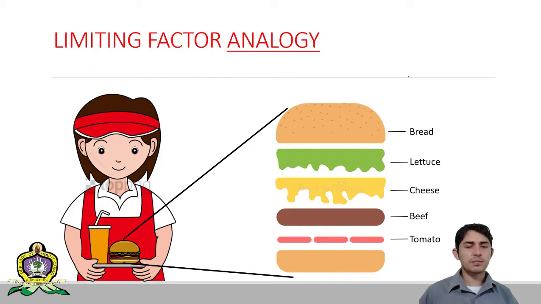I want you to imagine that you work at Burger King or McDonald's, and you are required to make certain burgers of certain styles. In this case, we have the Mega Miguel Special Burger, and this burger has bread, it has lettuce, it has cheese, it has beef, and tomato. So it has 5 components. Those are 5 factors. Forget about photosynthesis for a minute. As a worker, you're expected to make burgers every single day. So let us look at the following slide.